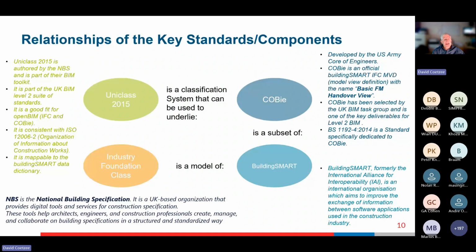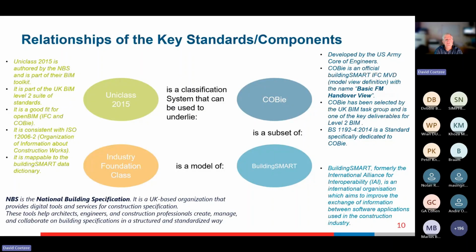Just so people understand, I drew this slide for myself when I very first did it a couple of years ago, because you get all of these different terms and acronyms and things thrown at you, and you don't always understand what they are. So Uniclass, as I mentioned before, is an asset classification system that can be used to underlie COBie. COBie is a structure for capturing asset attribute data for each of the different types of assets that you define in Uniclass, and a lot of that data and information.